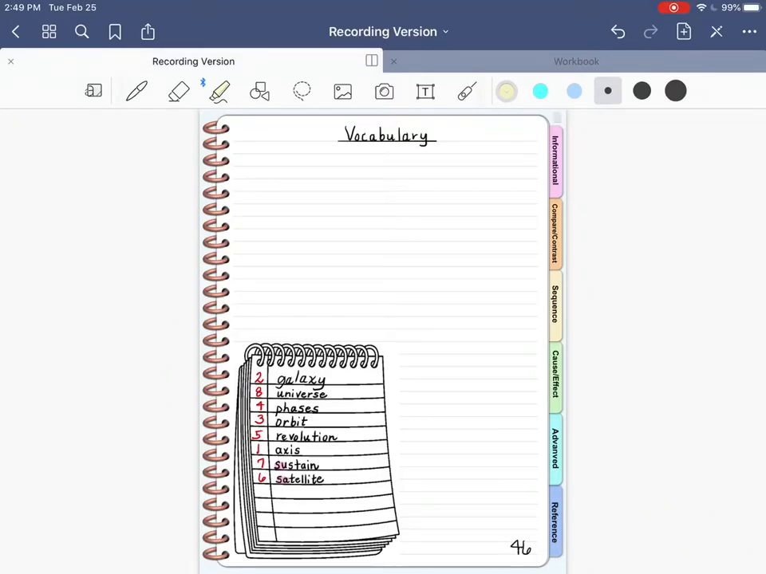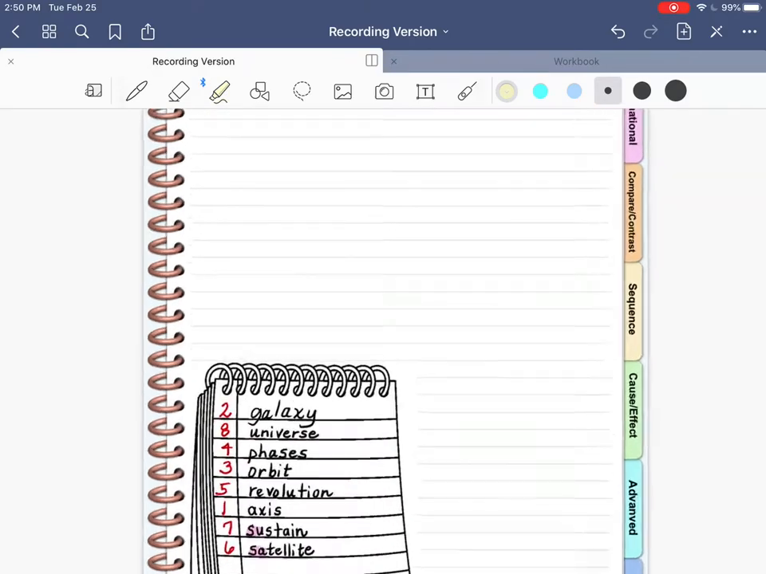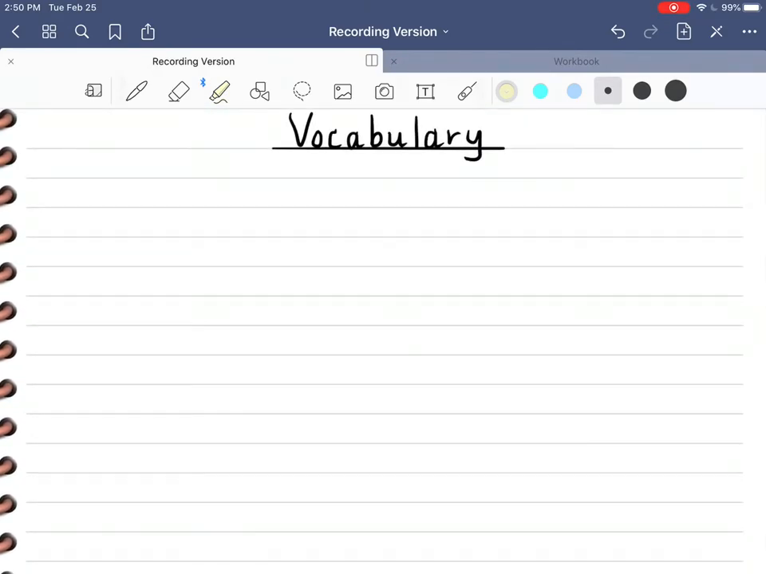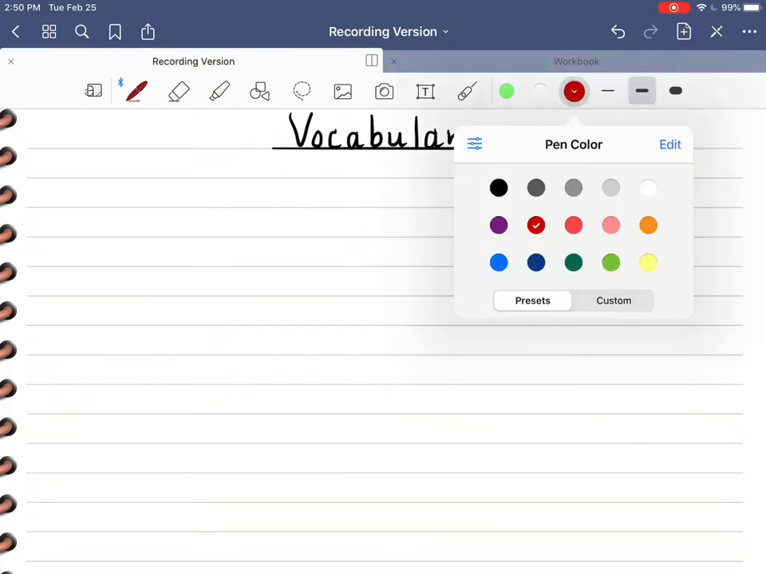Hello class, welcome back. I'm on page 46 where we have done our list of words and we've put them in alphabetical order in the last video. So I'm going to zoom in to the lined paper and we will start defining the words. And the first one is axis.